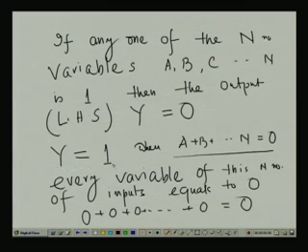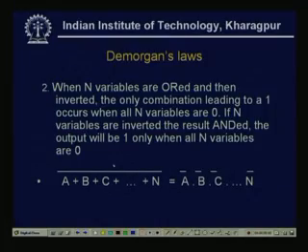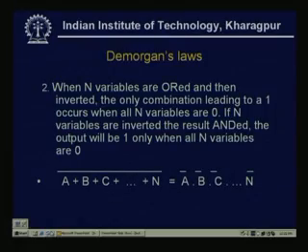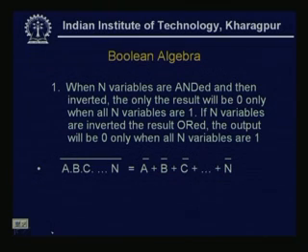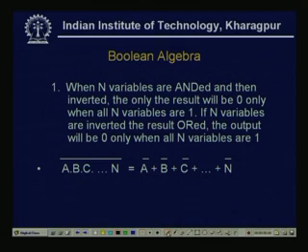And similarly, if we see our first rule, when n variables are ANDed and then it is inverted, it is ANDed first, then it is inverted, and it will be the same as that of the n input OR of the inverted variables.